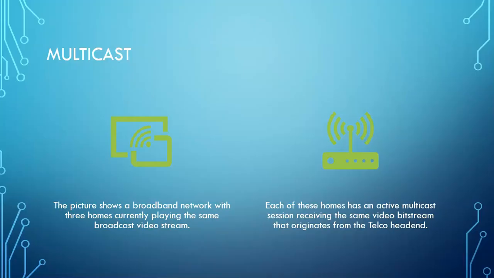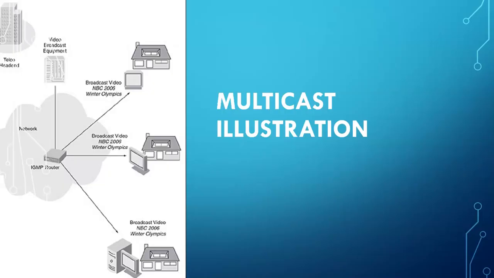The next screen will illustrate a multicast session. The picture shows a broadband network with 3 homes currently playing the same broadcast video stream. Each of these homes have an active multicast session receiving the same video bit stream that originates from the telco head end. A multicast illustration.